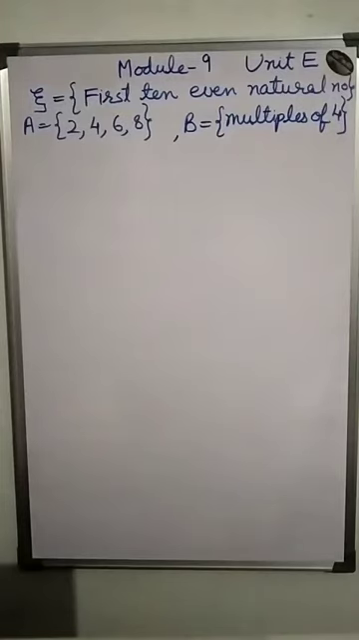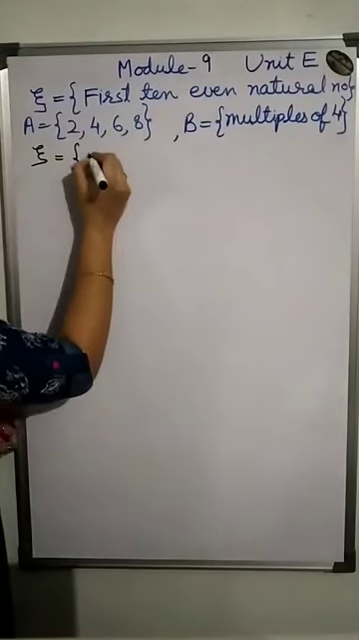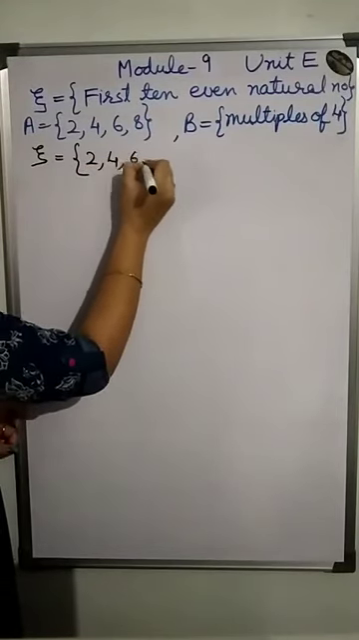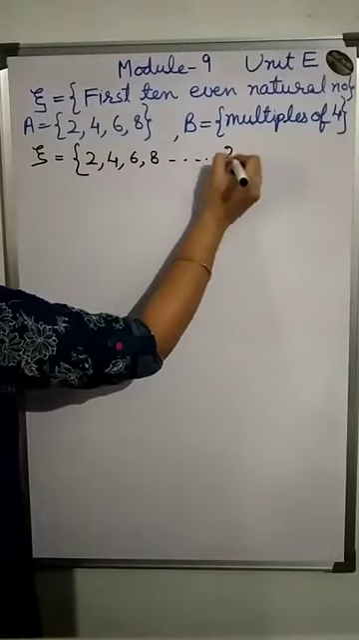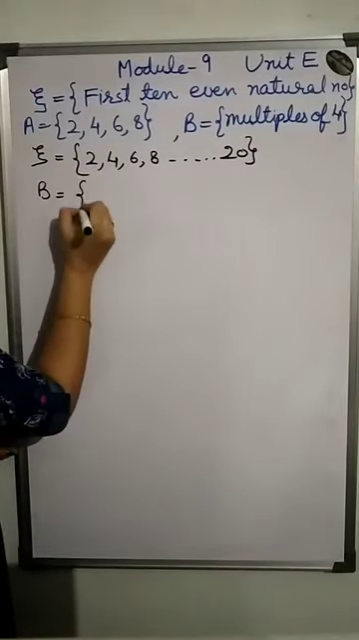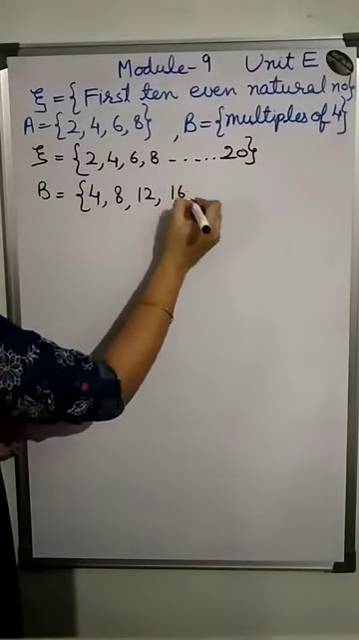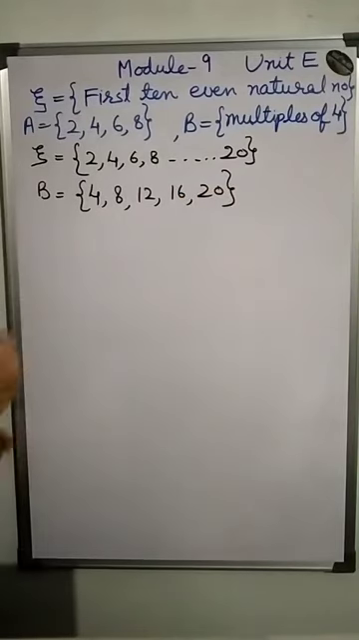Here the universal set is given to you, that is the first 10 even natural numbers, and A is equal to 2, 4, 6, 8, B is equal to multiples of 4. So first we calculate the values. The universal set, the first 10 even natural numbers, means 2, 4, 6, 8 till 20. A is given to you. B, multiples of 4, means 4, 8, 12, 16 and then last 20. So these are the values of A, B and the universal set.